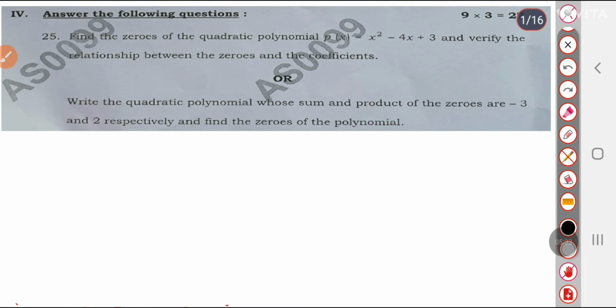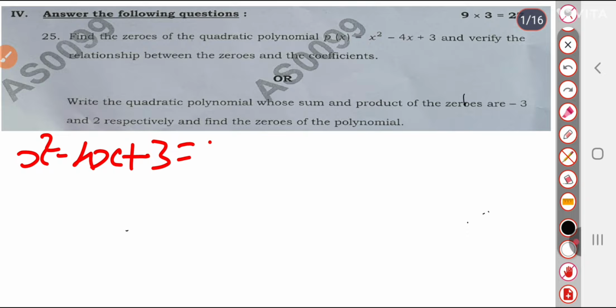Next question is, write the quadratic polynomial whose sum and product of the zeros are minus 3 and 2 respectively, and find the zeros of the polynomial. For this, they have given the sum and product of the zeros. Sum is what? Alpha plus beta. That is alpha plus beta is equals to minus 3, and product alpha beta is equals to 2.